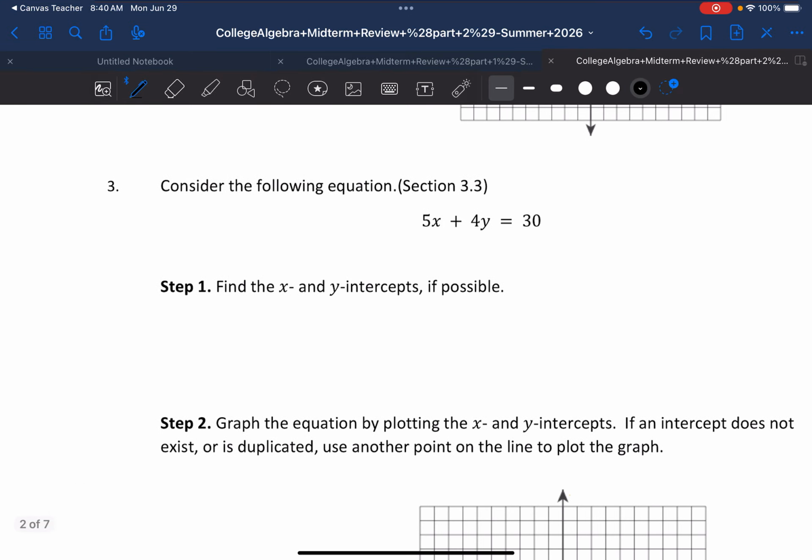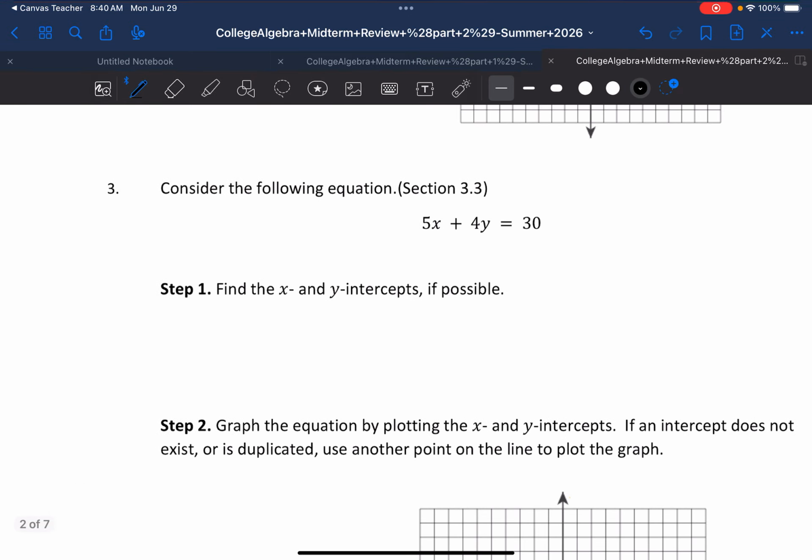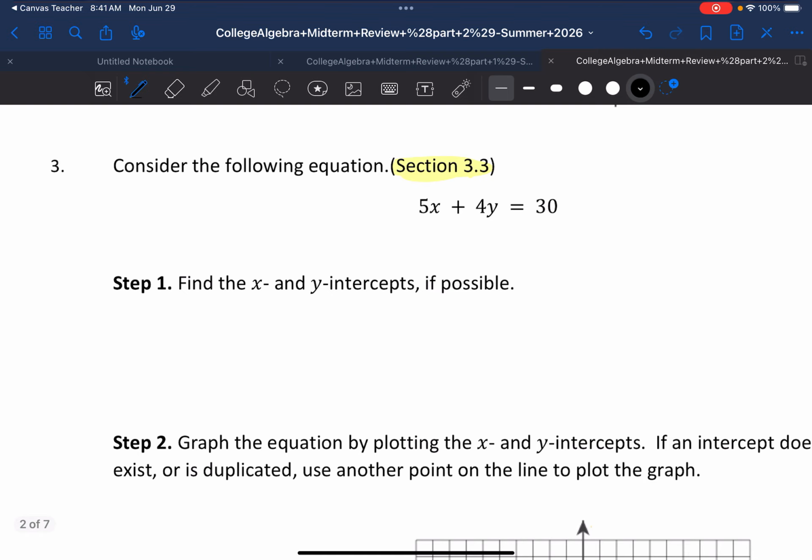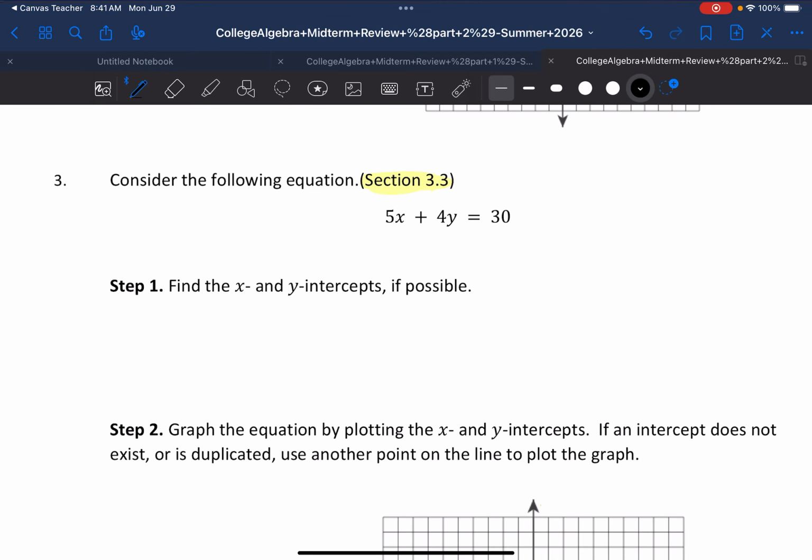Okay, number 3 says consider the following equation. So we are now moving into section 3.3, so more on linear equations. I hope that this is a review from your previous classes or high school. But a linear equation is anything that has this form, ax plus by equals c. So if you have an x and a y, nothing is being squared. In fact, there are no other exponents but 1. That's how you know it's linear.